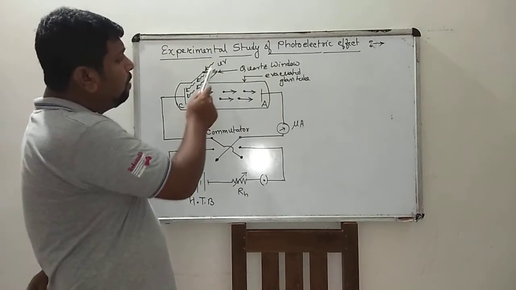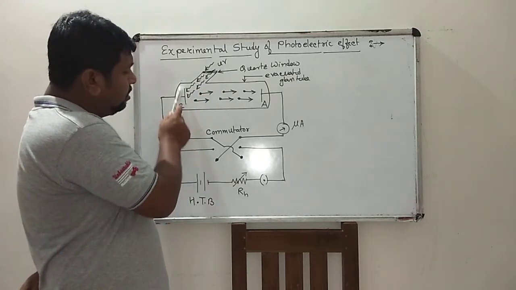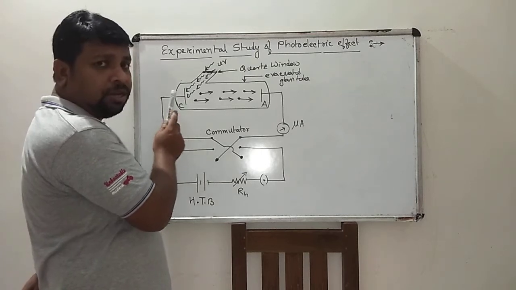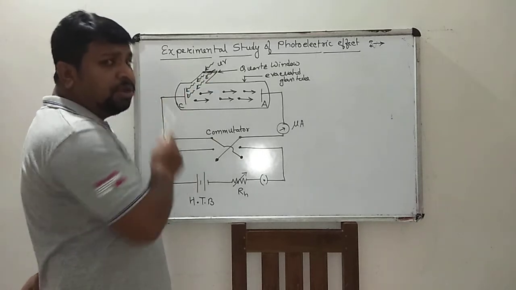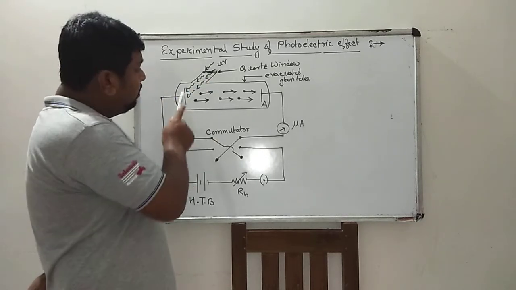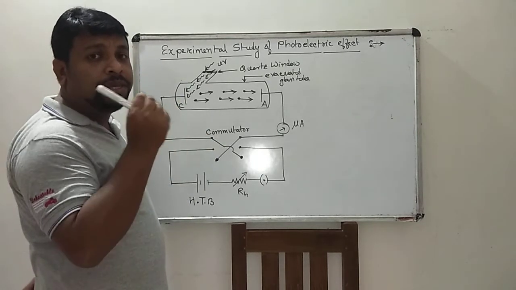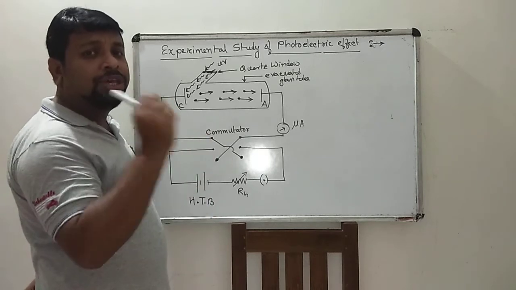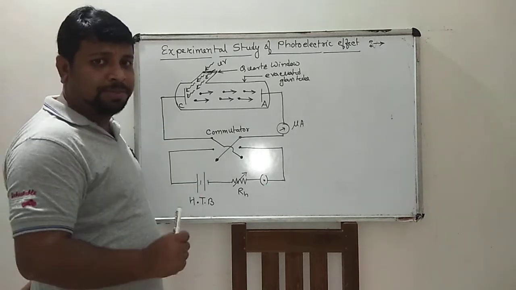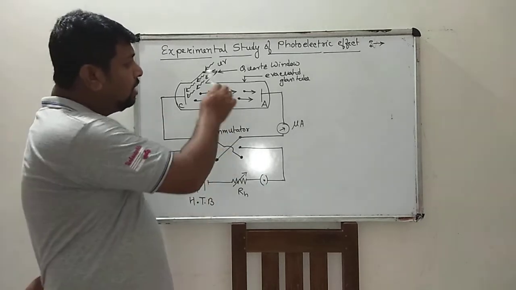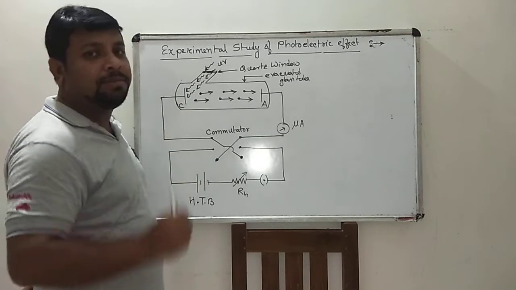So if you apply ultraviolet radiation, then the cathode is a metal. But if you consider visible light, then the cathode will be an alkali metal, that means sodium, potassium, like this. If we use visible light, then the cathode is an alkali metal. When we use ultraviolet, then the cathodes are metals other than alkali metals.